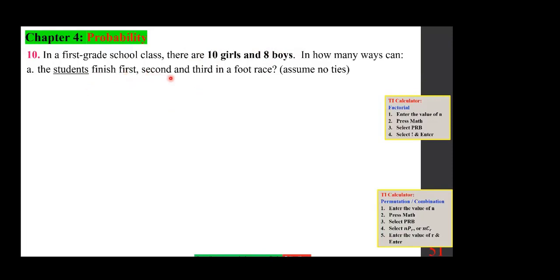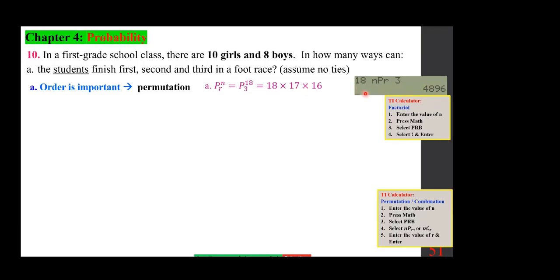Because we are looking at first, second, and third, order is important, so it becomes a permutation. So permutation of 18, choose 3. Now 18, choose 3, you can go with that, or you can go with a calculator methodology. I have the command here, 18 nPr. So first you put number 18, then you look for nPr, and then put number 3, which gives you the answer. To get there, you press math and then select probability, and then we'll come up with the answer.